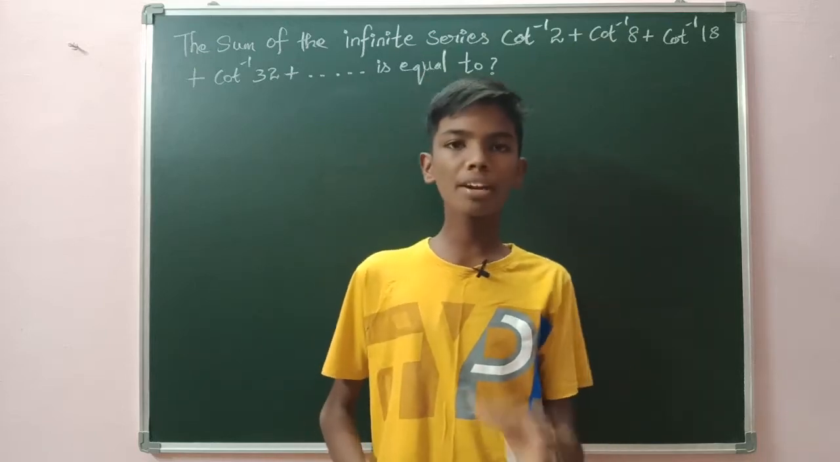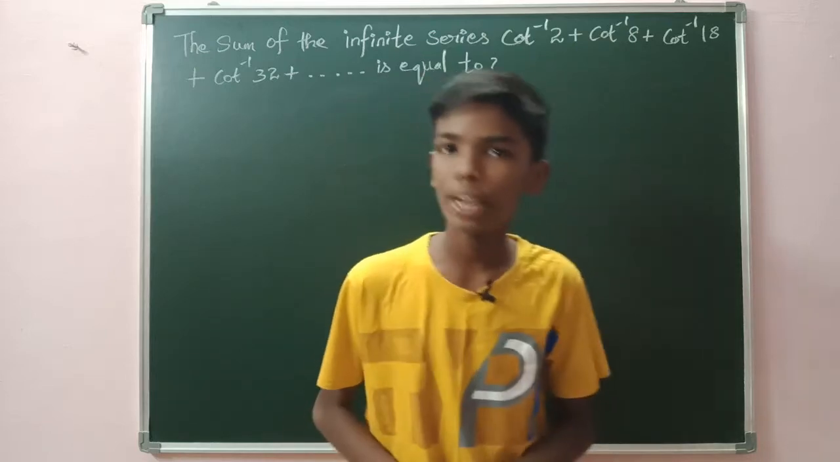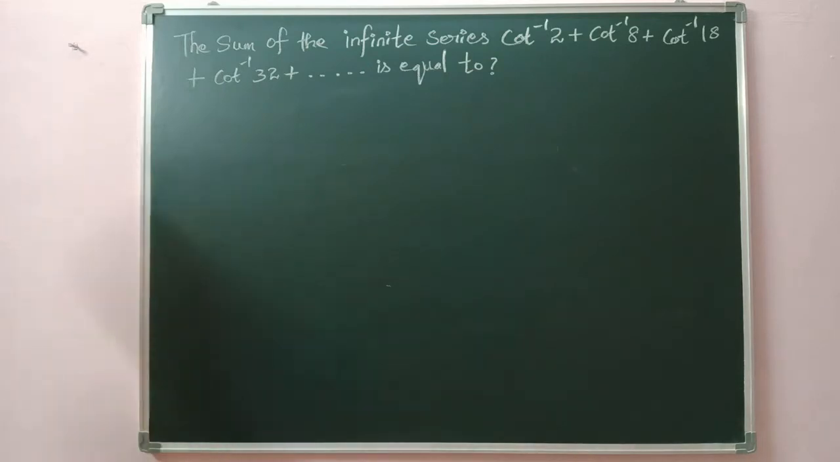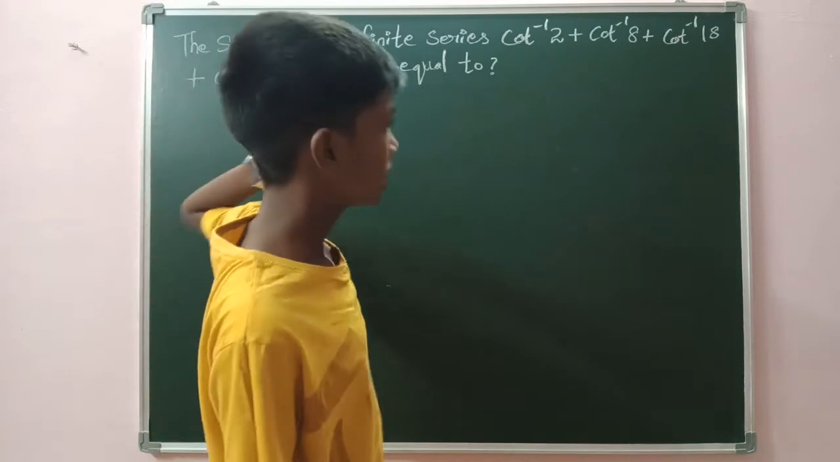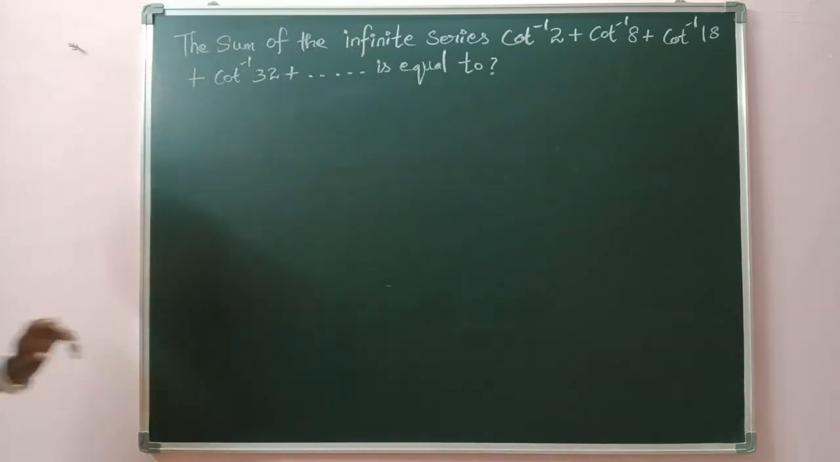Solve an inverse trigonometric function summation problem. So let me start to solve, guys. The question is: the sum of the infinite series cot inverse of 2 plus cot inverse of 8 plus cot inverse of 18 plus cot inverse of 32, going up to infinity, is equal to what? And that's the question.